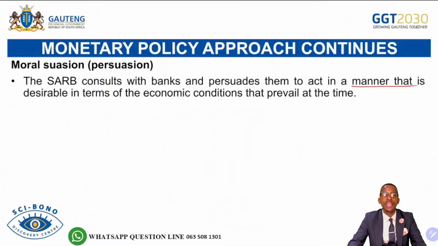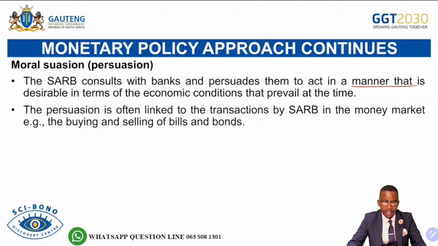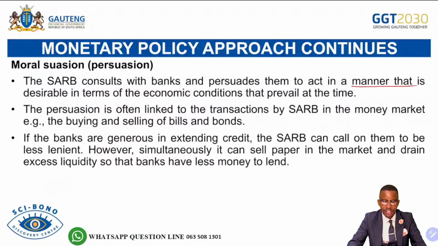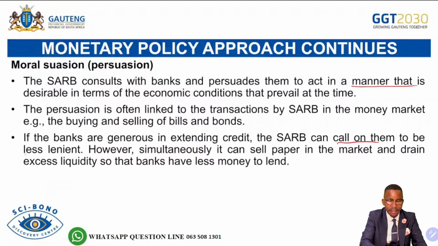However, if the economy is doing too well, maybe at the prosperity level, that will mean the central bank must persuade commercial banks to be very strict when creating credit to avoid the inflation effect. The persuasion is often linked to the transactions by SARB in the money market, e.g., the buying and selling of bills and bonds. If the banks are generous in extending credit, the South African Reserve Bank can call them to be less lenient. However, simultaneously, it can sell paper in the market and drain excess liquidity, meaning more cash, so that banks can have less money.